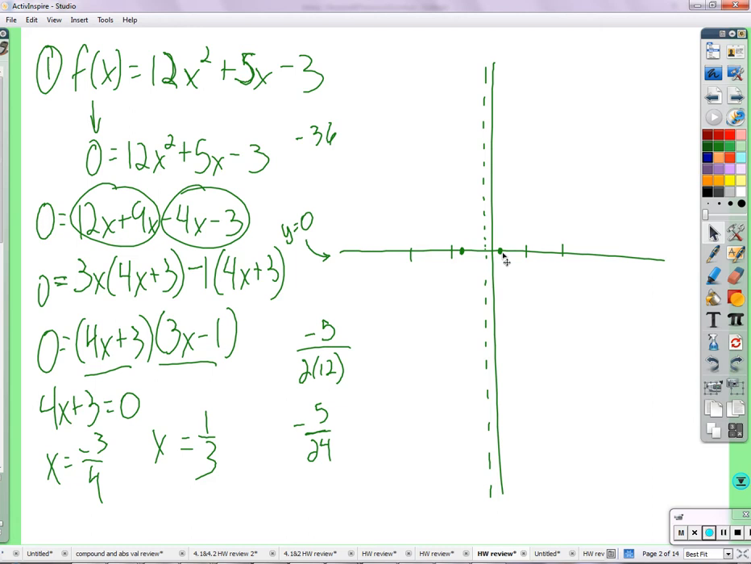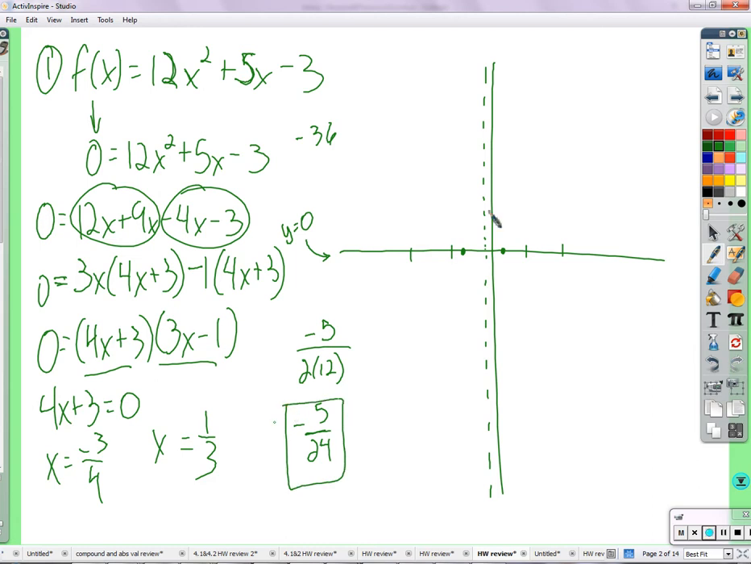This is not quite a third. This is more like a third. Maybe this is more like 3/4. It should look more like it's in the middle, but the graph will be right. So this is where the line of symmetry is.